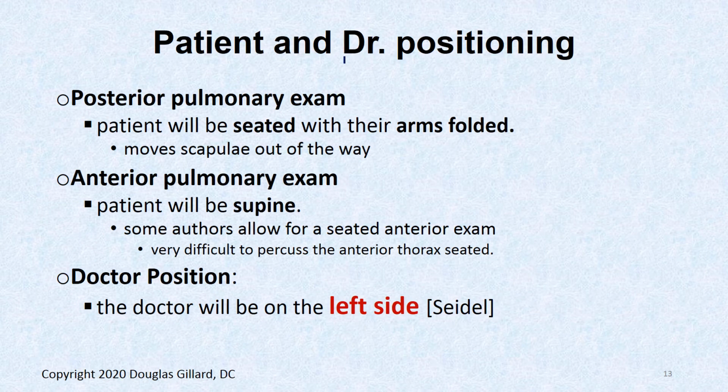Doctor positioning. So for the posterior exam, which we're going to start today, the patient will be seated. Now watch out for this. The doctor is actually, for the first time, on the left side of the patient, right? Normally the doctor's on the right side of the patient, but not for this exam. For the anterior pulmonary exam, the patient will be supine, not seated. In this exam, the patient will be seated with their arms kind of folded to move the scapula out of the way. The doctor will be on the left side.